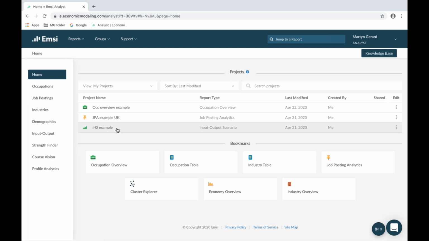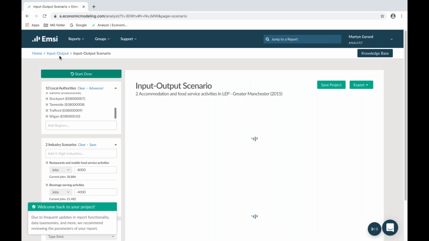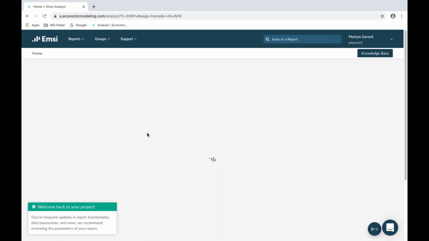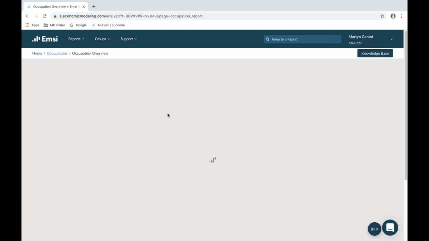So, staying with occupations, it'd be useful to have a quick look at the way in which we can look at what occupations are compatible with others, or we can look at input-output scenarios.